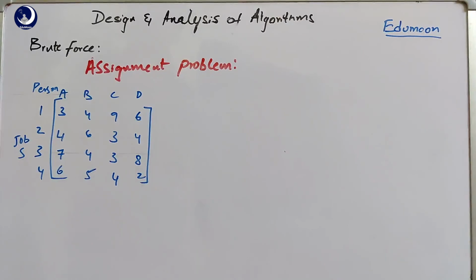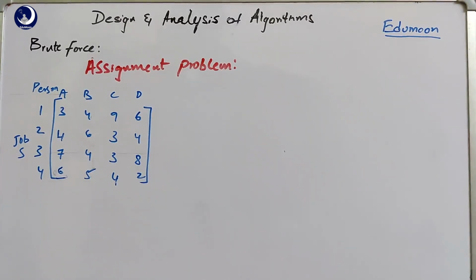For example, person A can do job 1 in 3 hours, job 2 in 4 hours, job 3 in 7 hours and job 4 in 6 hours respectively. So that is the time taken by person A for doing all the 4 jobs. Similarly, person B can do job 1 in 4 hours, job 2 in 6 hours, job 3 in 4 hours, and finally job 4 in 5 hours. Those are the respective timings for person B to complete all the jobs. So each person is capable of doing all the jobs, as you can see for C and D also.